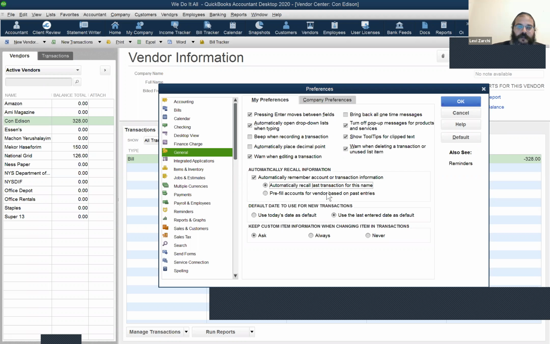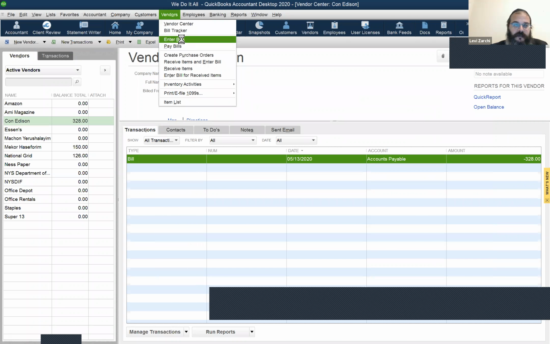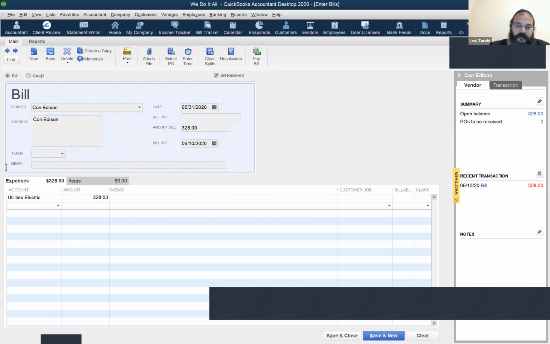And then when you write the check, for example, so now I'm going to enter a bill, vendor, enter bill for Con Edison. Not only does it give the account, but on the bottom it's even going to show me the amount due. It knows that. It was that smart. And in the case where I only had the account, it would give me the electric, but it wouldn't know the amount.